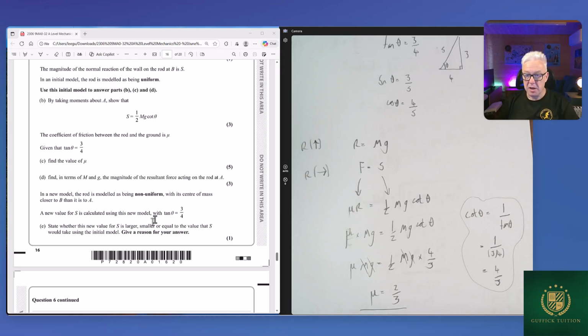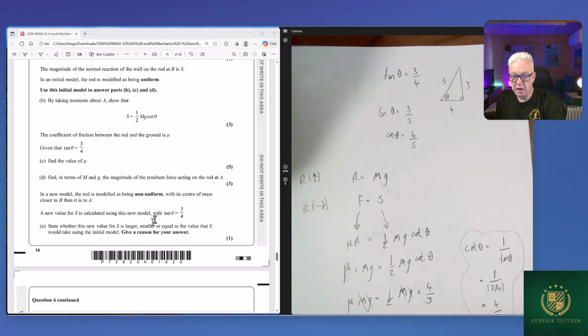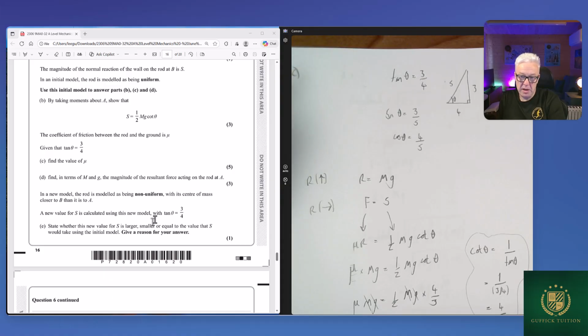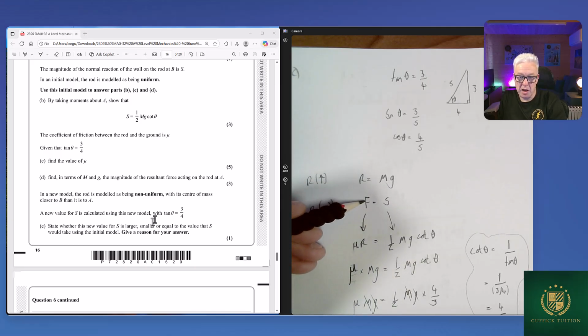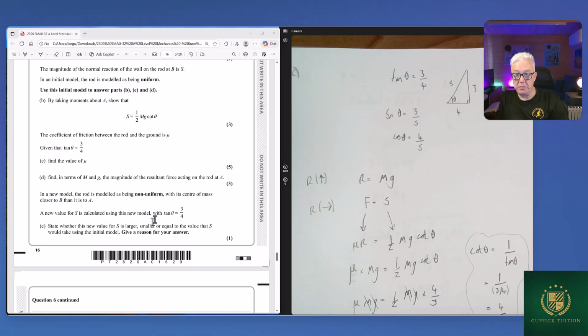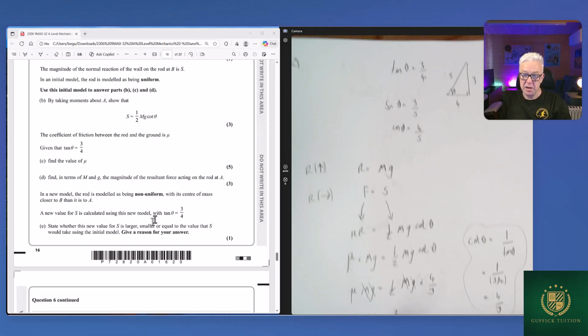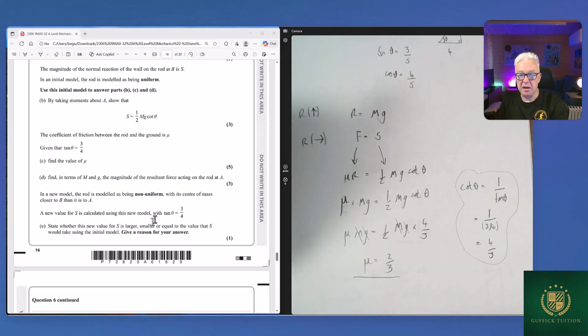Okay, well, I think let's start. We know quite a bit about S, don't we? Because we know from part B that S is a half mg cot theta, and we know that F is equal to mu R, and we want to try and find out what mu is, and we know what R is. So why don't we just start subbing in all of this information and see how far that gets us.